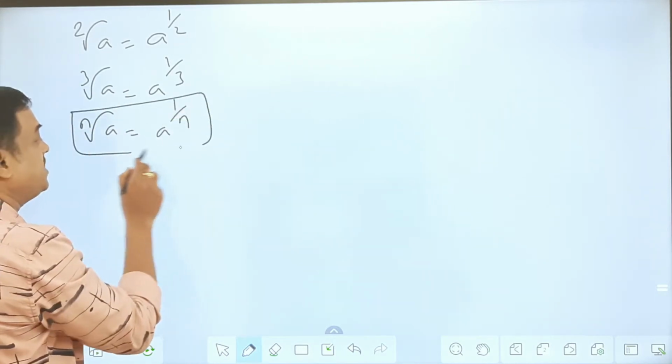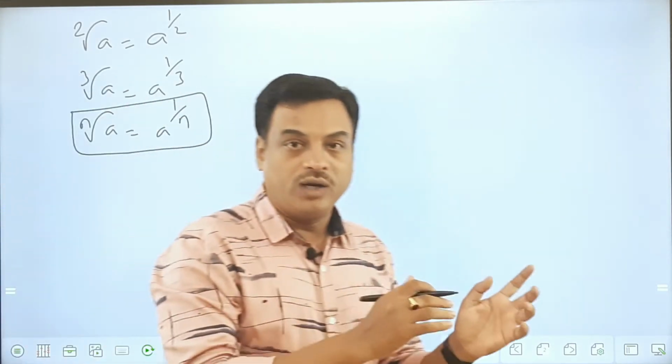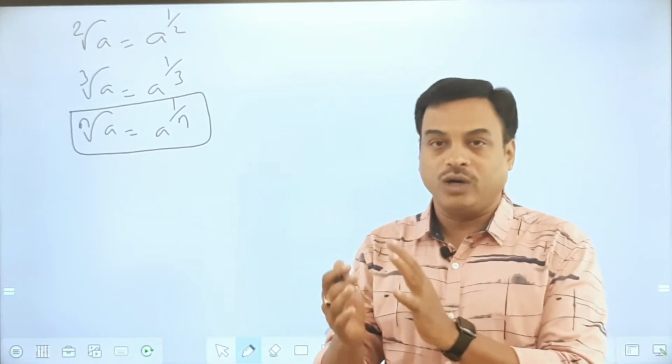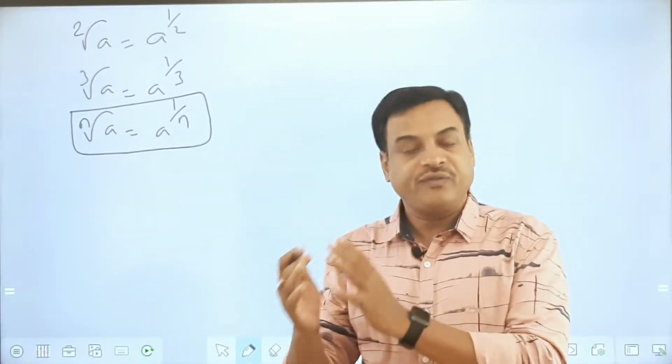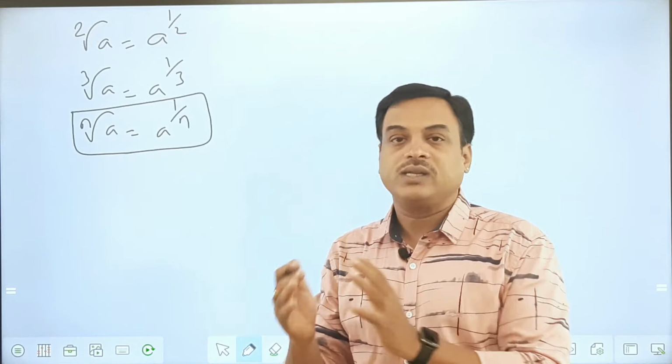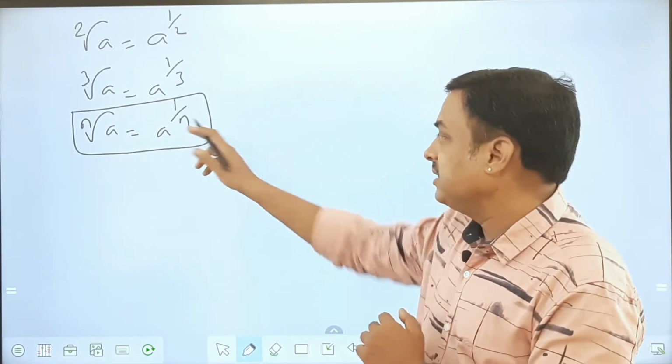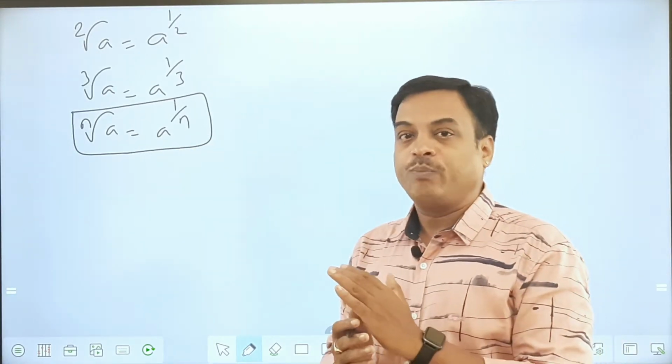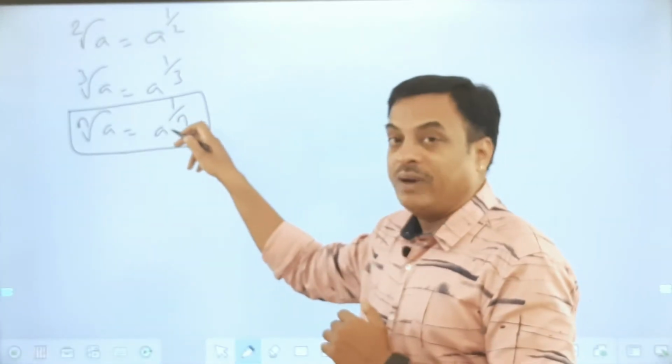How do we read this, friends? This is called nth order root of a. Nth order, like 4th order, 5th order, 3rd order, 2nd order. 2nd order is called square root. So you can see, if you convert the same into power notation, it is taken as 1 by n.